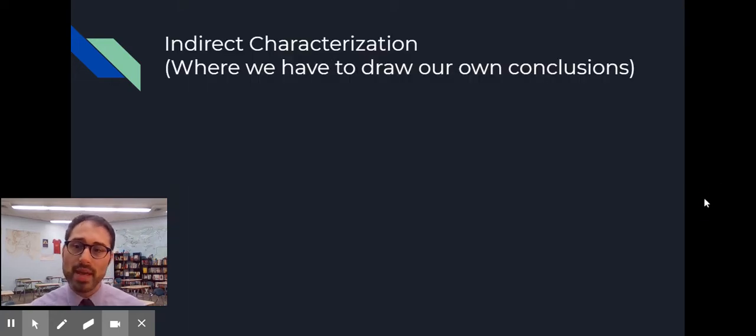So we have 2 major types of characterization. Indirect, where we have to draw our own conclusions, and then direct characterization, where the author or the narrator just tells us what we need to know about learning a character. Now, when we learn about characters, it's the same as learning about people. We kind of pull in all the information we have, and then we draw conclusions about them.